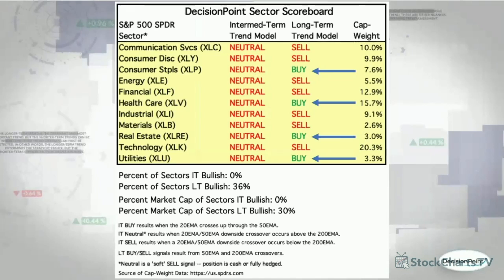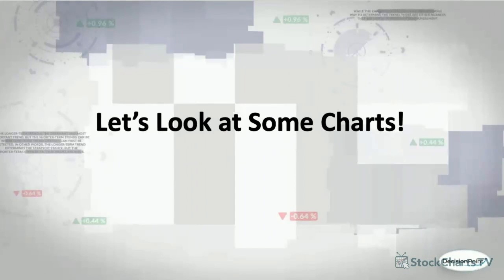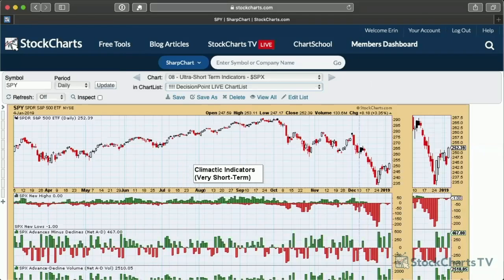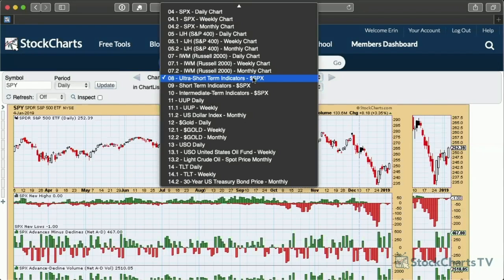Excellent. All right, so now let's go ahead and get back up there. Let's go ahead and look at the S&P chart. That, I think, is really where the interest probably lies here. So let's go ahead and start up with that.